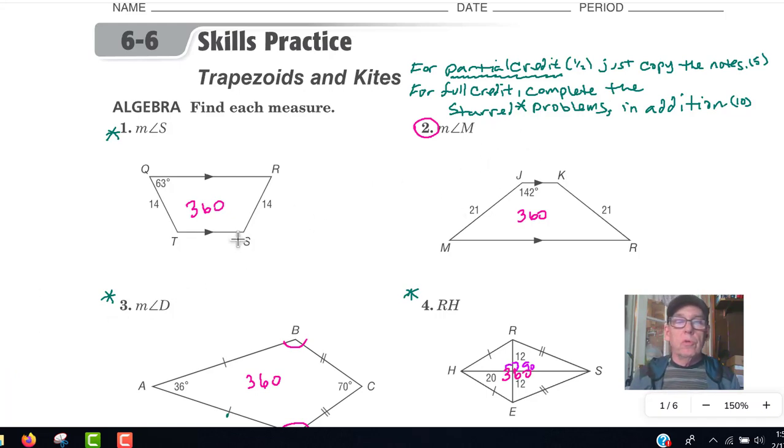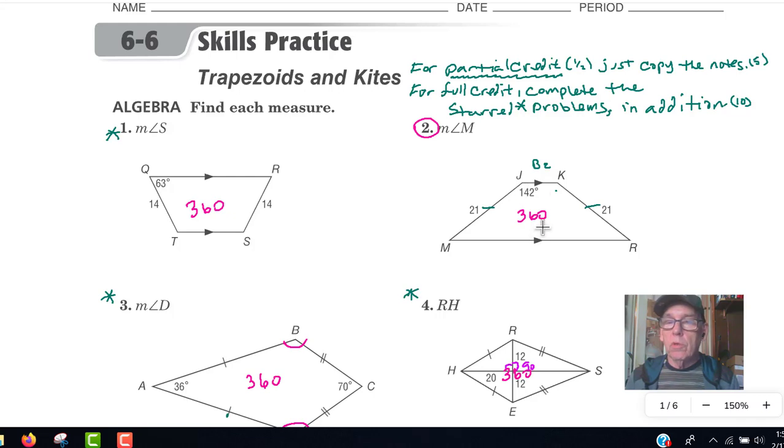So let's look at number 2. Number 2, we actually have an isosceles trapezoid. It's not marked as congruent with the legs, but since they're both 21, since these sides are parallel, it's a trapezoid, and we actually have what we would call an isosceles trapezoid. Now, in an isosceles trapezoid, these top angles with what I would call like base 2 are congruent.